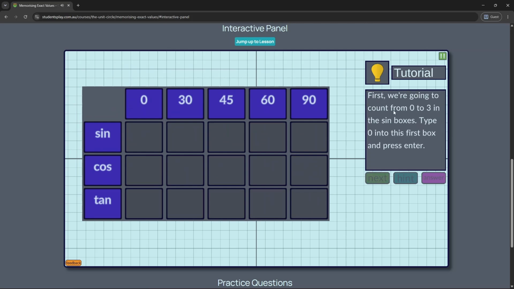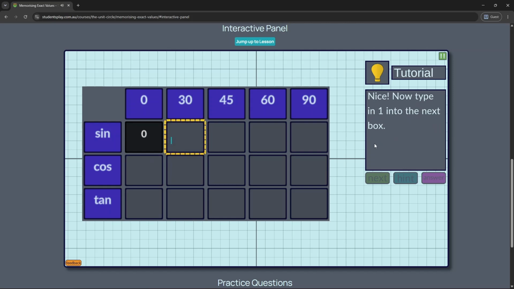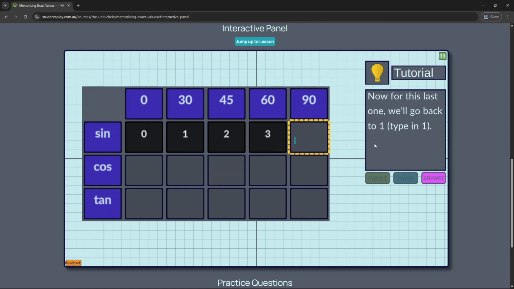First, we're going to count from 0 to 3 in the sine boxes. Type 0 into this first box and press enter. Okay, 0, enter. Nice, now type in 1 into the next box. And 2 in the next. Now 3. Now for this last one, we'll go back to 1. Type in 1.